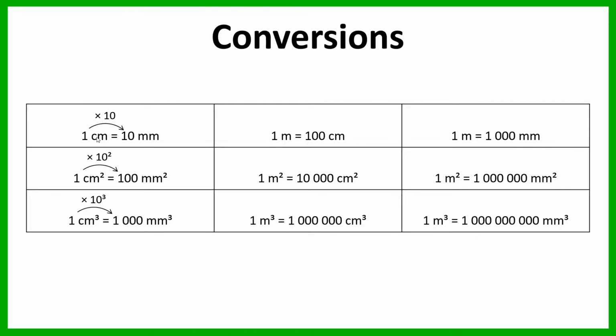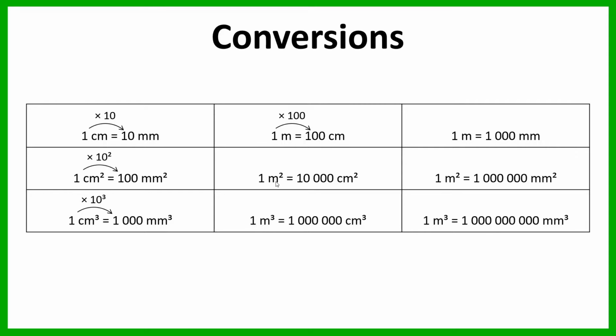So anytime you're going from centimeters to millimeters, you're multiplying by 10, but if it's for area, it's 10 squared, and if it's for volume, it's 10 cubed. If we're converting between meters and centimeters, we multiply by 100. Okay, so for normal length, you just multiply by 100.